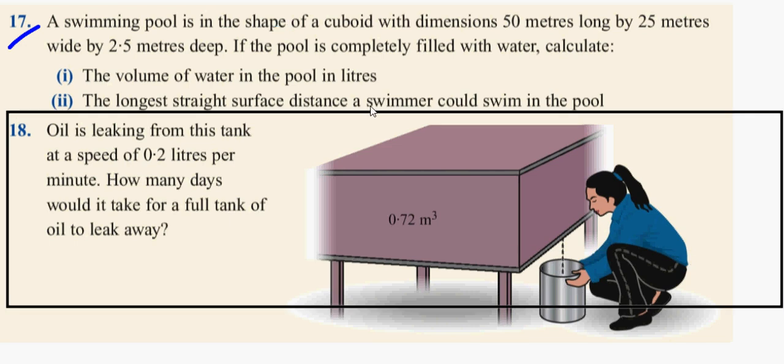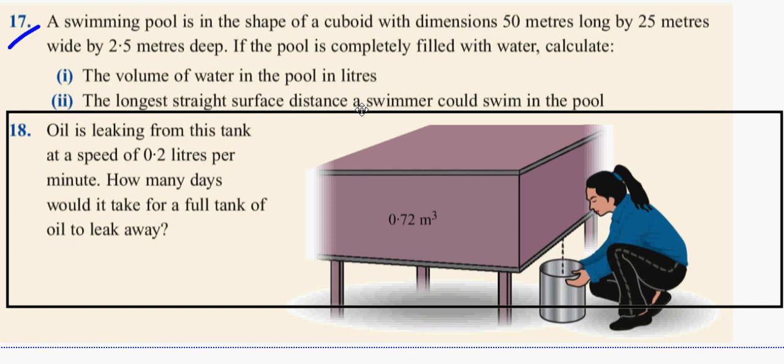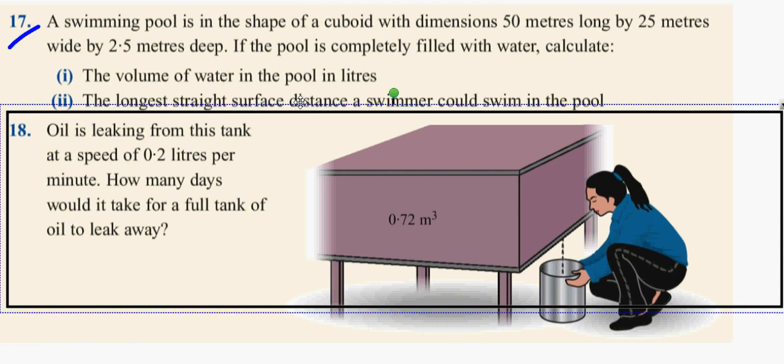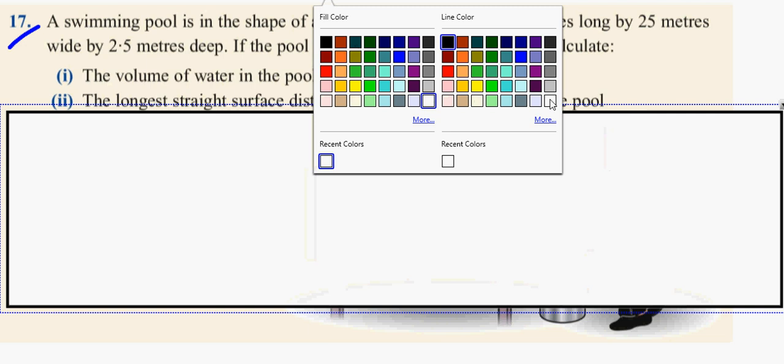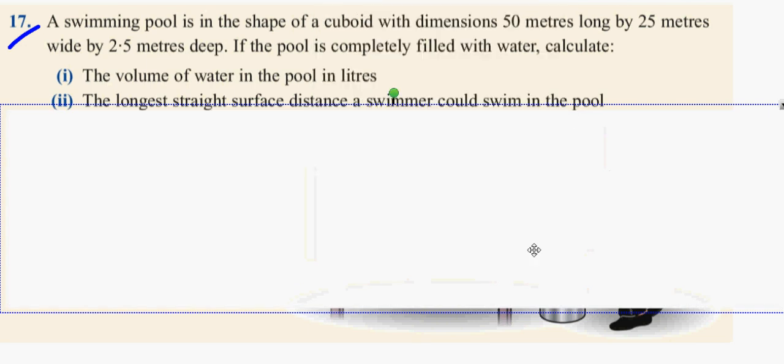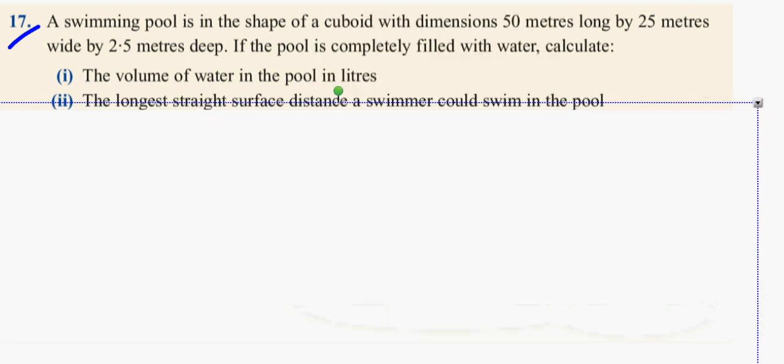A swimming pool is in the shape of a cuboid with dimensions 50 by 25 by 2.5 deep. Okay, no bother. And what we're looking to do is we're looking for the volume of the pool in litres. Okay, let's do this. I'm going to convert everything to centimeters first because it's just easier. What's 50 meters in centimeters?